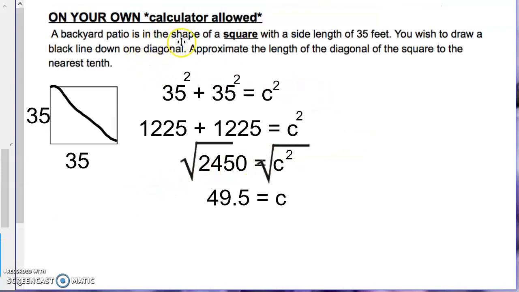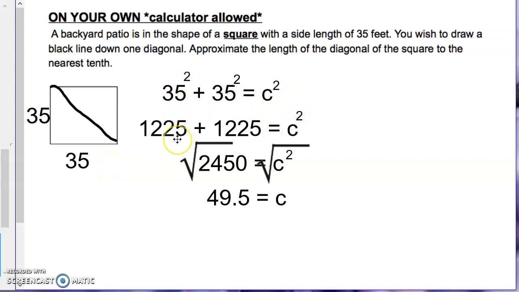Okay, a backyard patio is in the shape of a square with a side length of 35 feet. You wish to draw a black line down one diagonal. Approximate the length of the diagonal of the square to the nearest tenth. So just like last time, this is 35 because this is a square. So 35 squared plus 35 squared has to equal c squared.